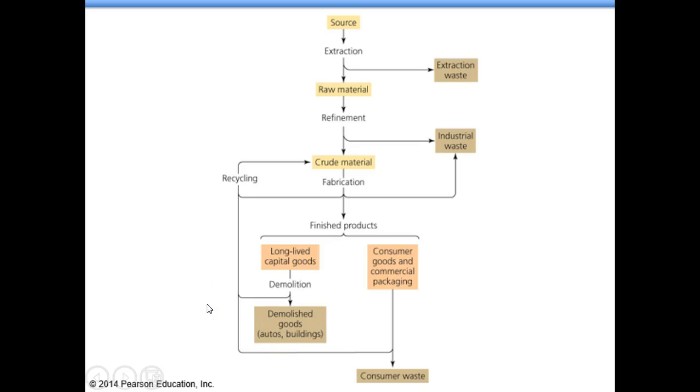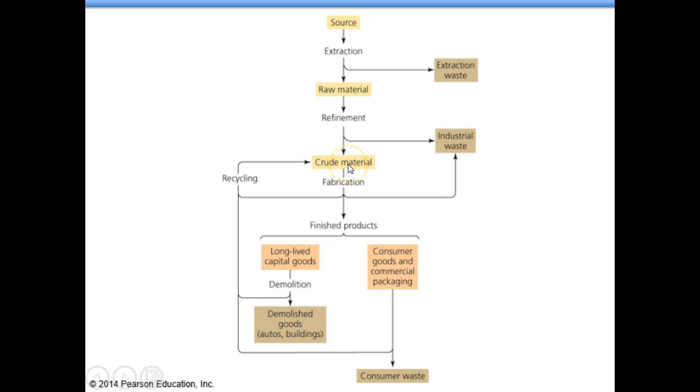Okay, so let's take a look at this graphic. This is a flow chart that shows that waste is generated at multiple stages in the life cycles of products, and each stage represents opportunities for efficiency improvements such as reduction and recycling. So here's our source, and we're extracting it, and then we're going to send some of that extraction off as waste. What we get is raw material, and that raw material will be refined, and in that refinement there will be some more that is going to be taken off as waste, industrial waste.